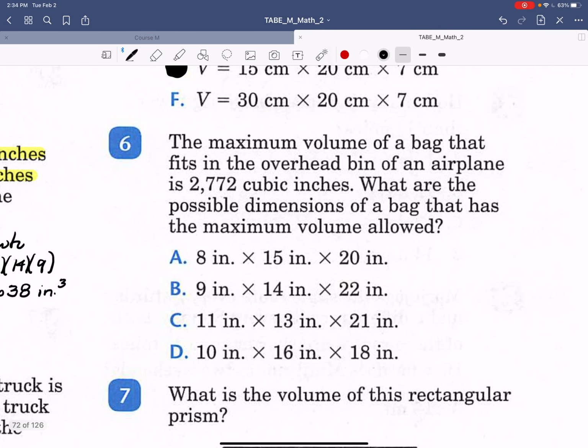The maximum volume of a bag that fits in an overhead bin of an airplane is 2772 cubic inches. That is the most it can be. What are the possible dimensions of a bag that has the maximum volume allowed? Well, for this one, we just need to do some multiplying. So on this first one, I'm going to say 8 times 15 times 20 is 2400 cubic inches.